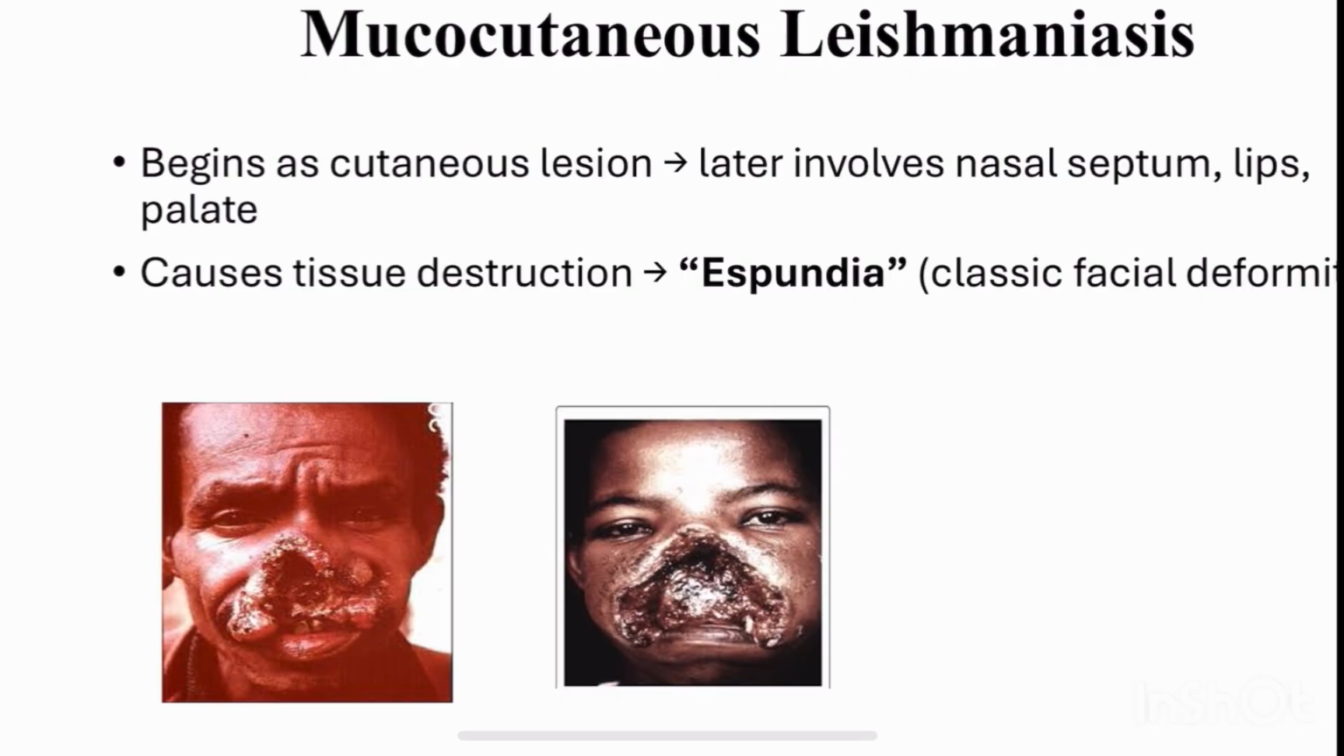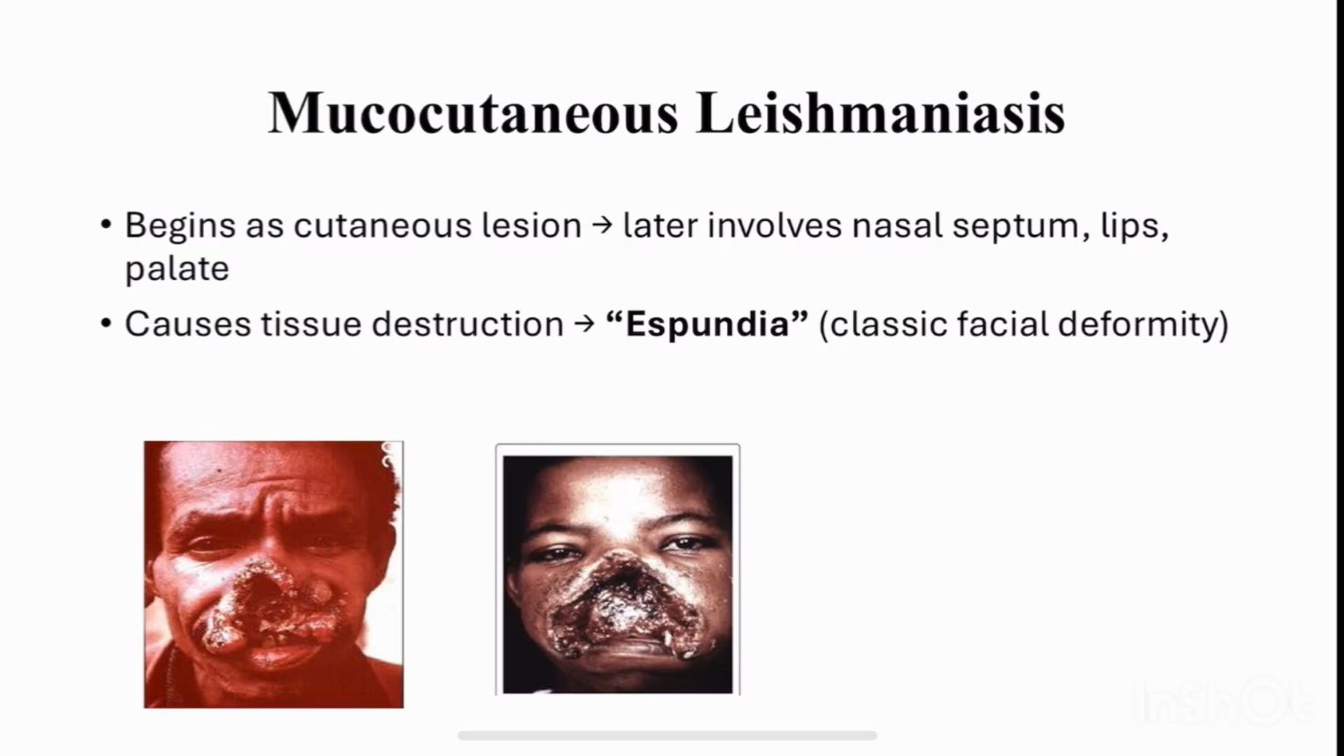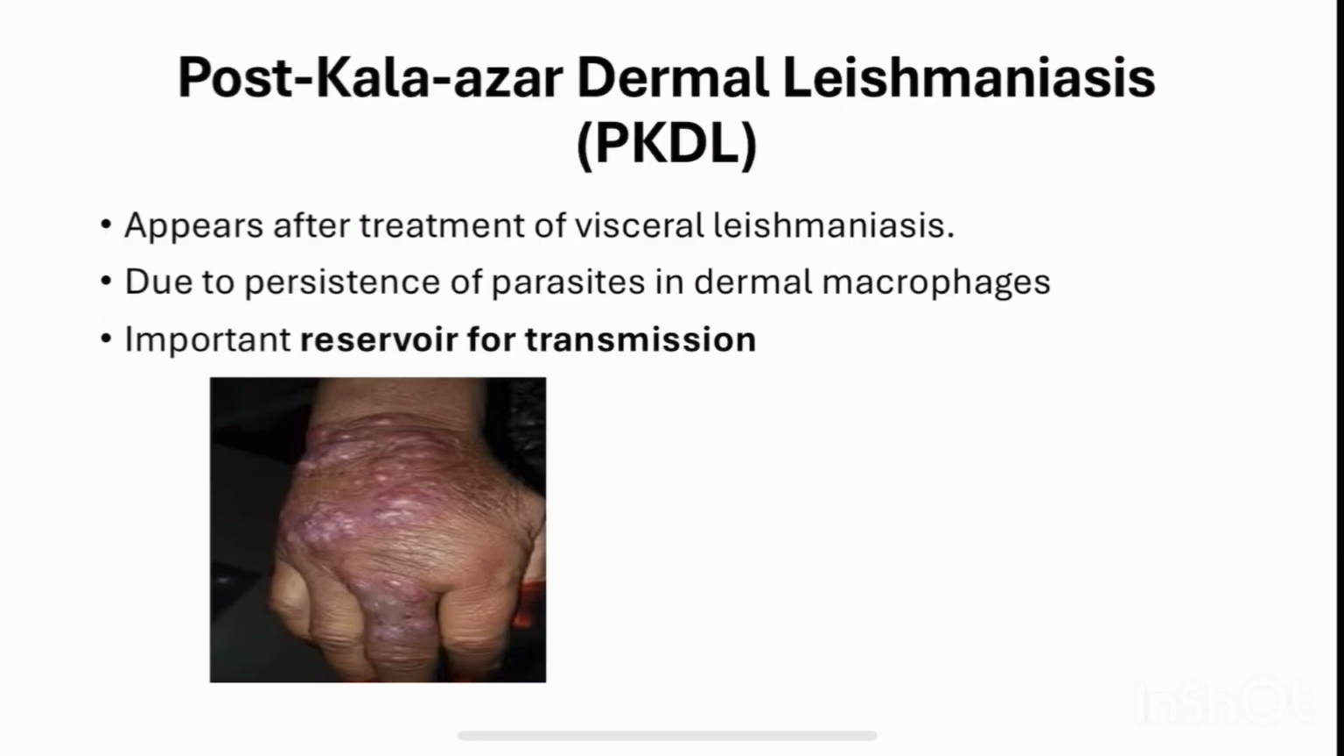Okay, so this tissue destruction that is caused is known as espundia. That is the classical facial deformity, and the specific term is espundia. Remember this. So now the post kala azar dermal leishmaniasis. It appears once you treat kala azar, after the treatment mainly with antimonial drugs.